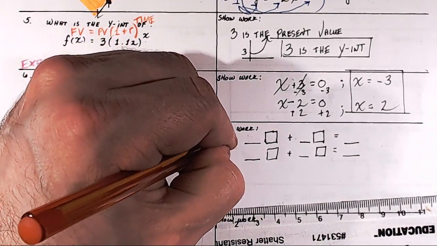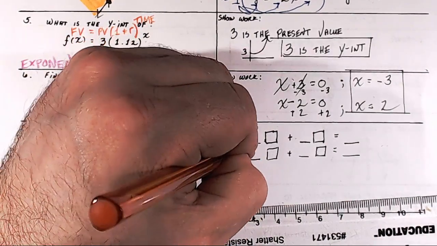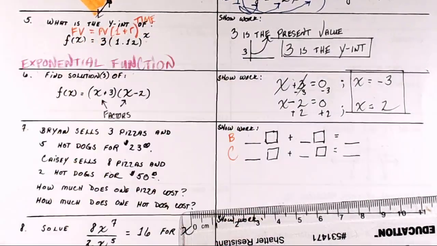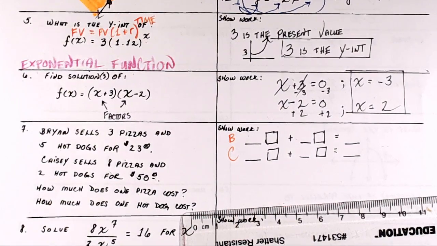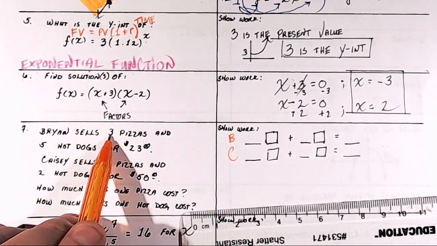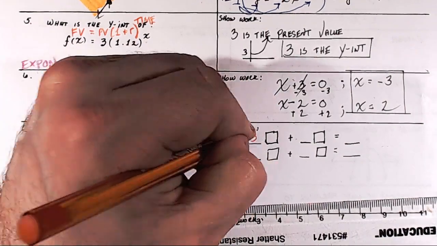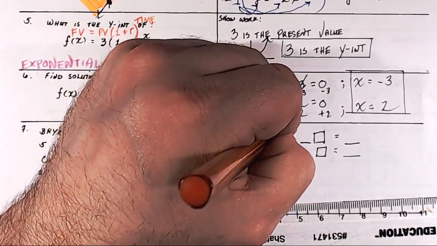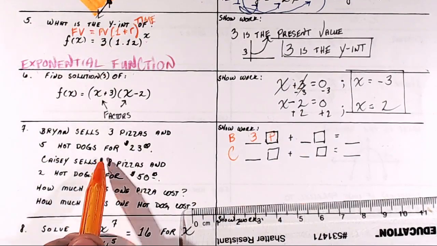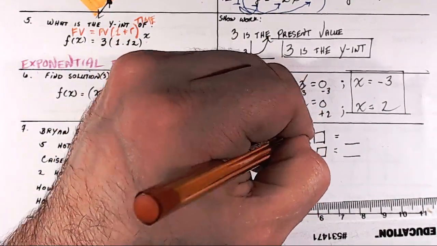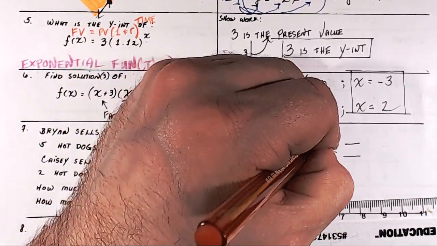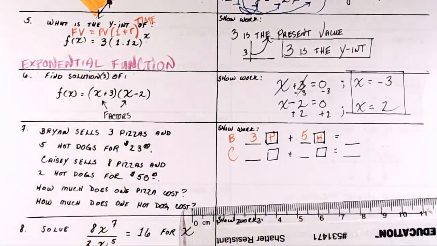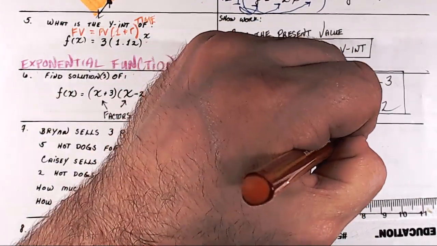This first row will be Brian, and the second row will be Casey. So Brian and Casey are the two people in this scenario. Brian sells 3 pizzas, and in the box we'll put P for pizzas, plus 5 hot dogs, H, for $23.